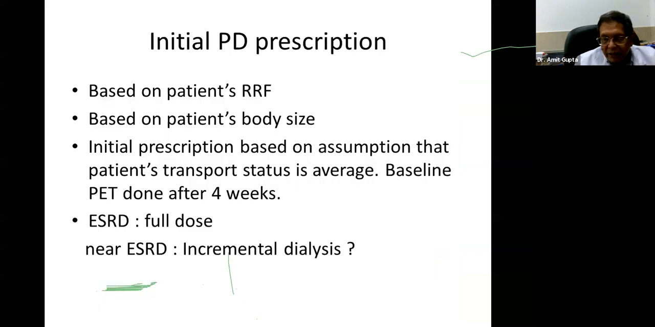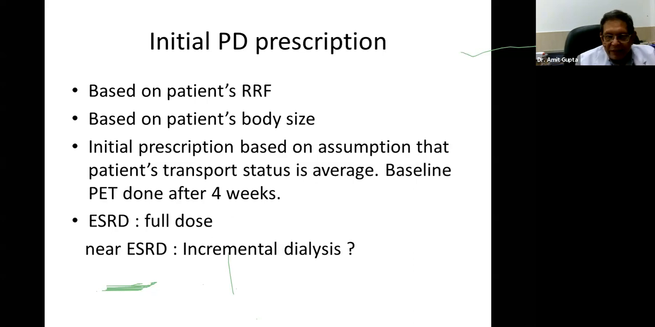So therefore, the initial prescription is based on the patient's residual function and body size, because initially you haven't done a peritoneal equilibration test, so you presume that the patient's transport status is average. And generally we do a baseline peritoneal equilibration test about 4 weeks after we have initiated the patient on peritoneal dialysis.